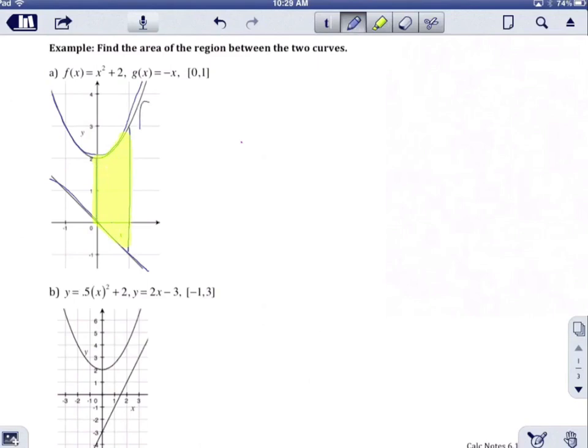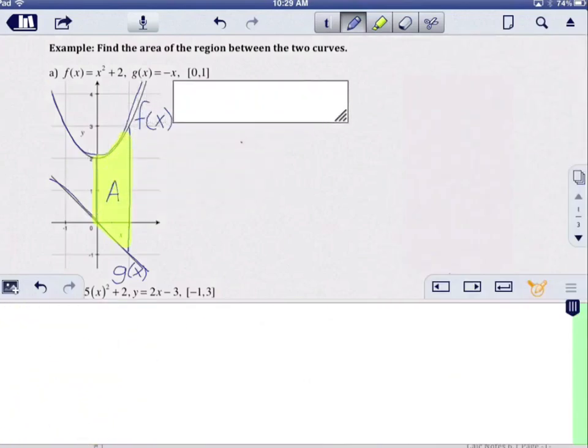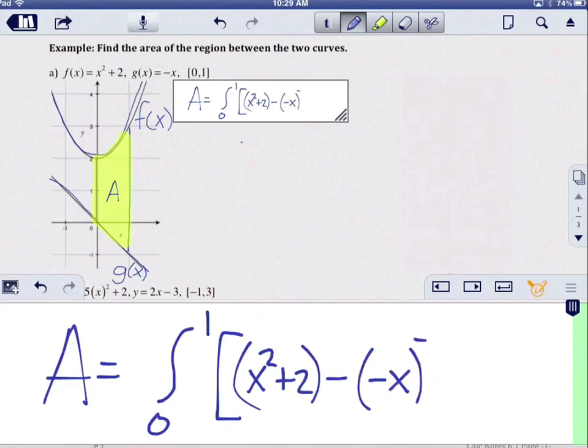So we'll just label these here. Here's your f of x, and here's your g of x. And if we want to find this area, all we need to do is take the definite integral from 0 to 1 of f of x, which is x squared plus 2, minus g of x, which is negative x, with respect to x.